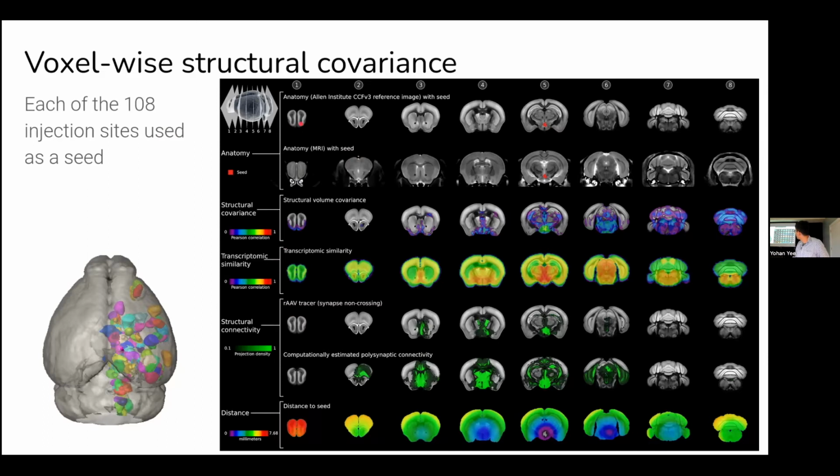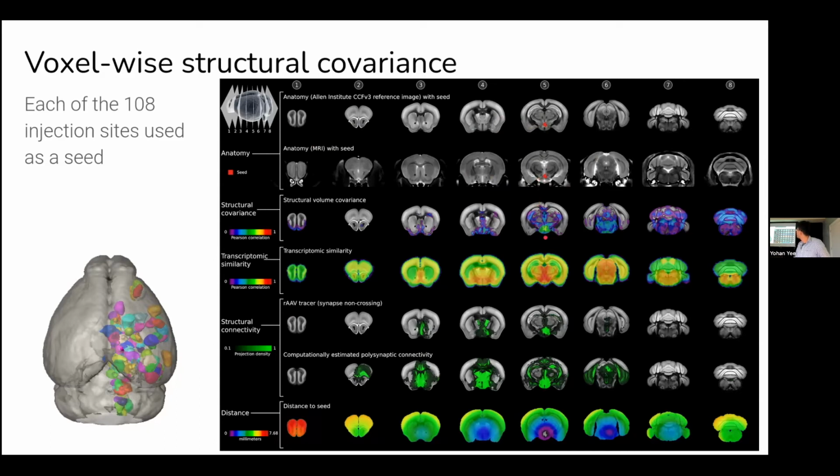So going from the top to the bottom, the first two rows show you the background anatomy as coronal slices from the front of the brain to the back of the brain. And the seed region, one of these 108 seed regions, is shown here in red. The top row shows you anatomy using the 2-photon autofluorescence signal. And the second row shows you the MRI template that we used and aligned to the Allen Institute data.